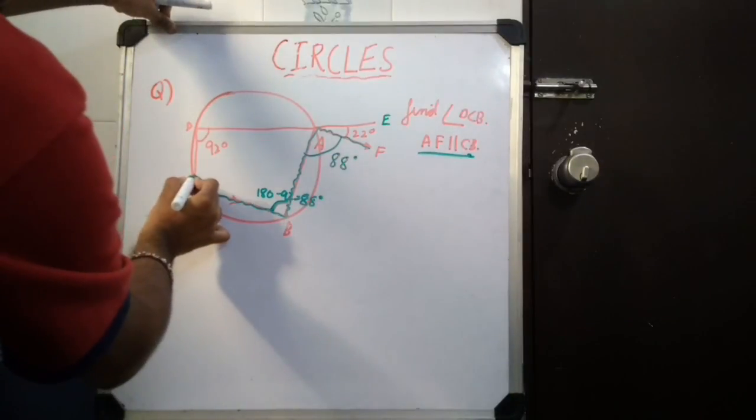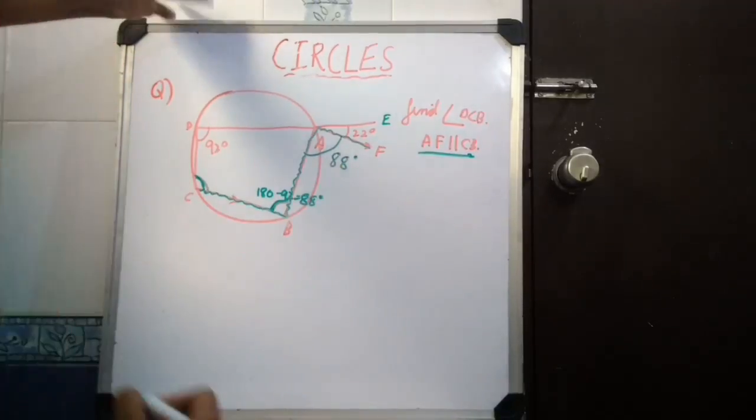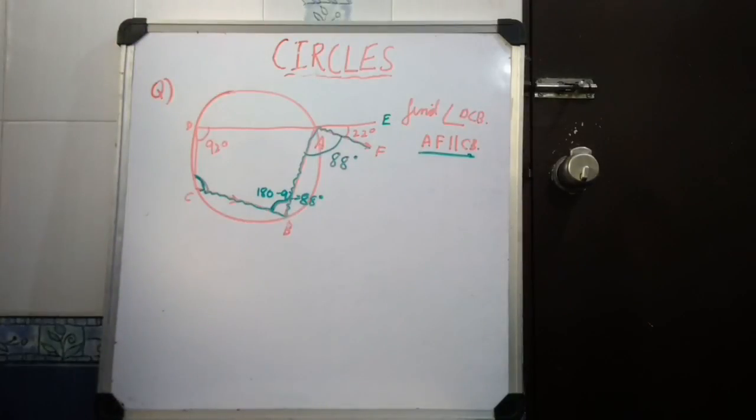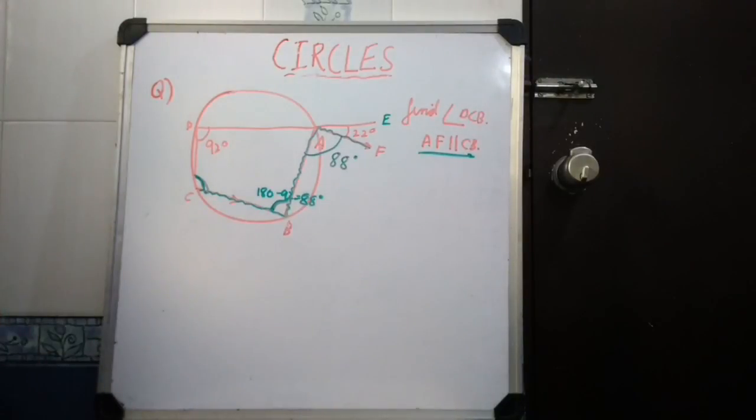And I have to find this angle. And I have these two angles. Can you think of a theorem? How can I relate this angle to this angle? It is a cyclic quadrilateral. The one theorem which we learned on cyclic quadrilaterals.